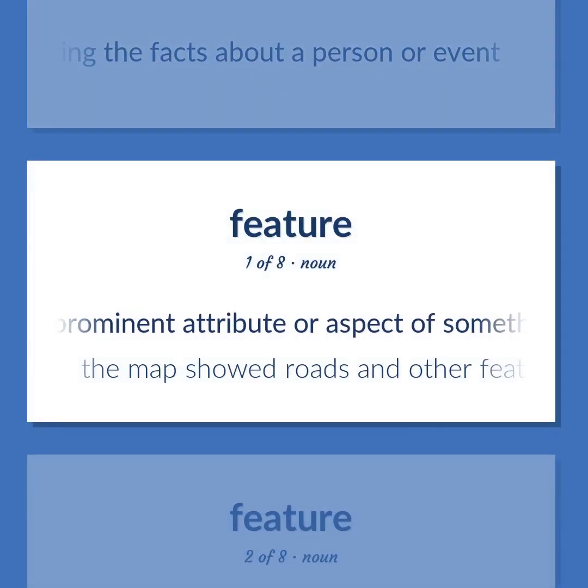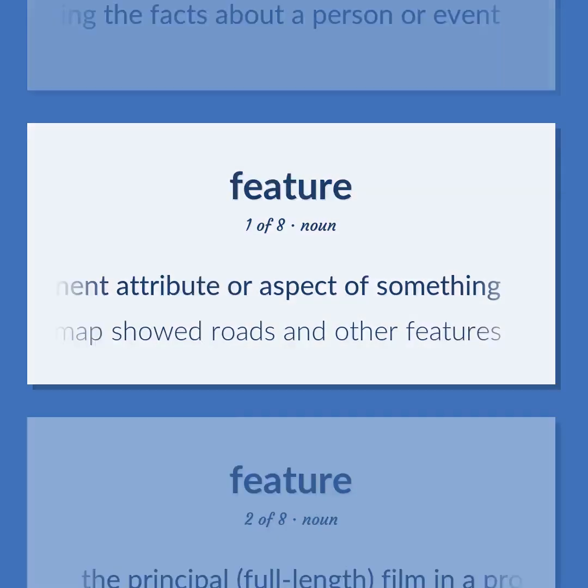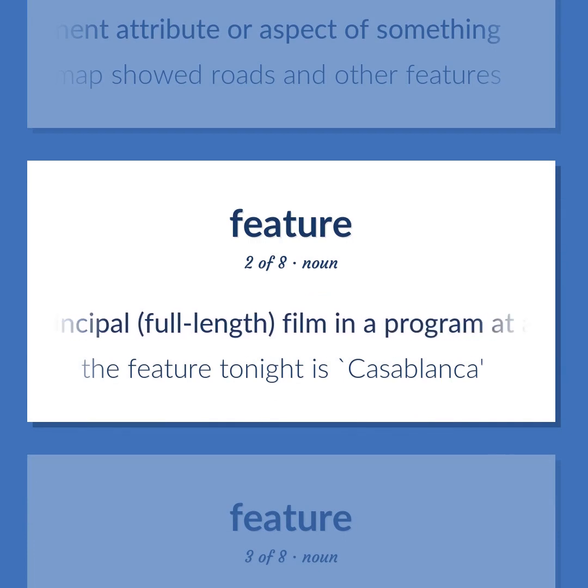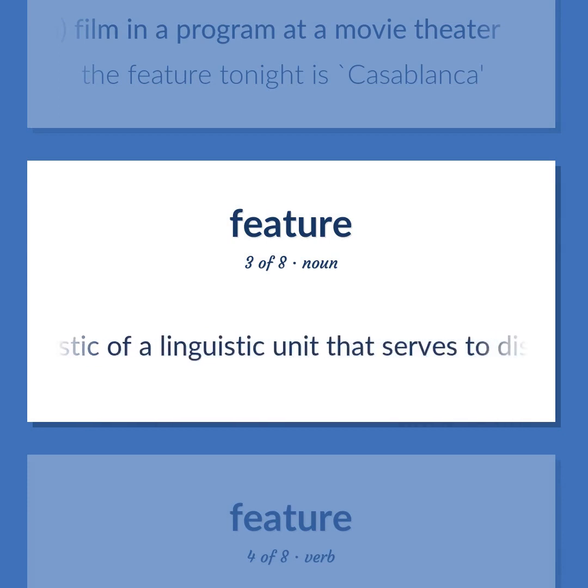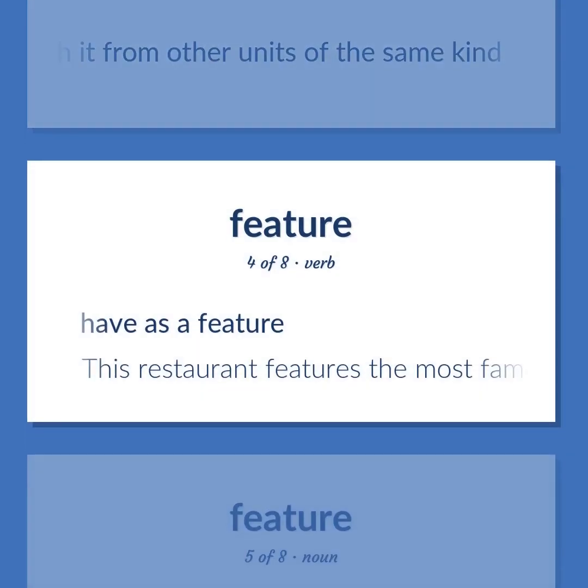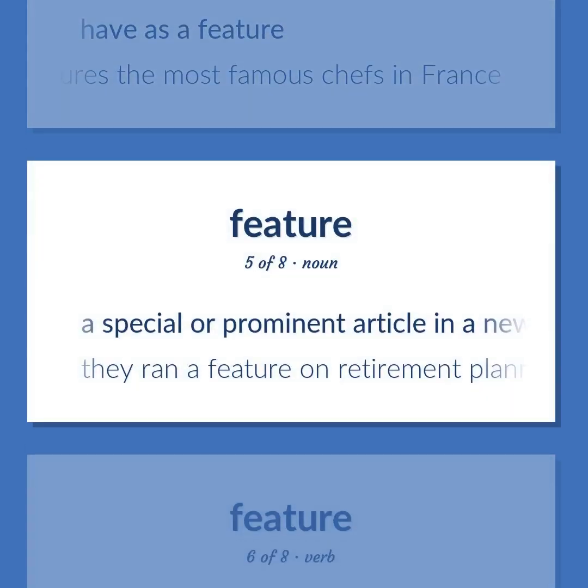A prominent attribute or aspect of something. The map showed roads and other features. The principal, full-length film in a program at a movie theater. The feature tonight is Casablanca. Linguistics. A distinctive characteristic of a linguistic unit that serves to distinguish it from other units of the same kind. Have as a feature. This restaurant features the most famous chefs in France. A special or prominent article in a newspaper or magazine. They ran a feature on retirement planning.